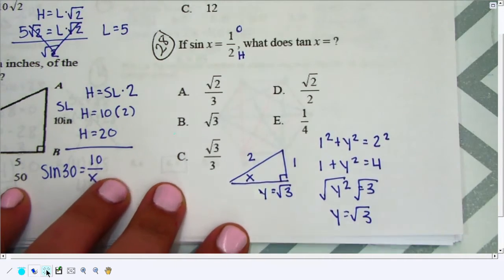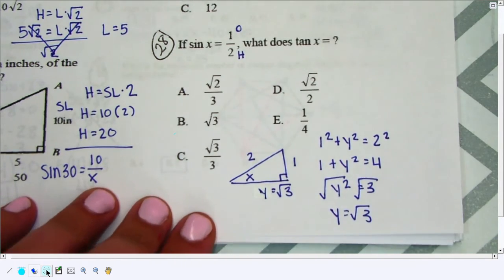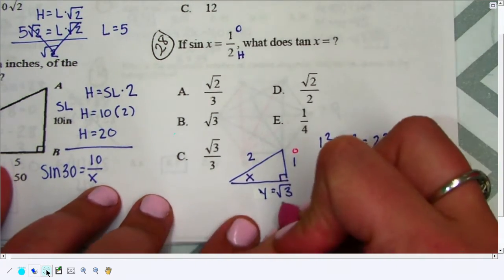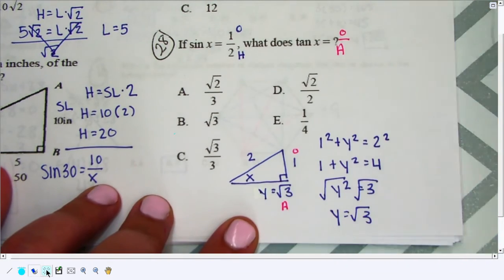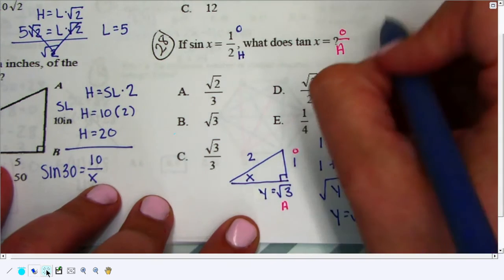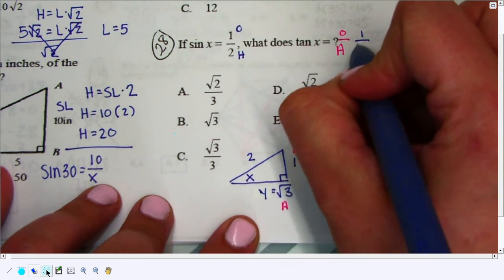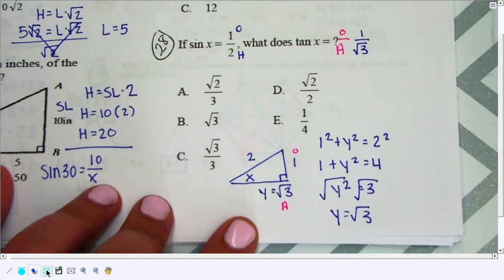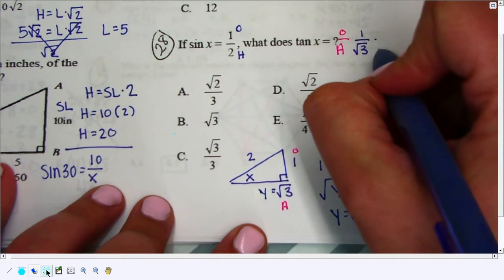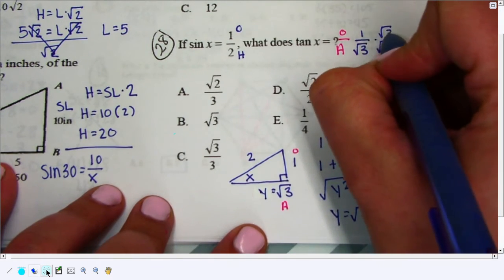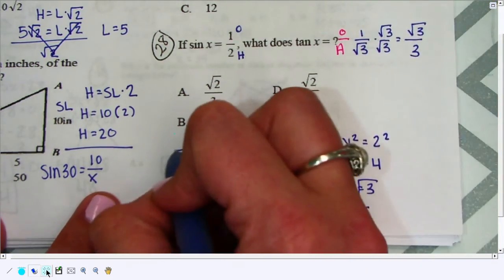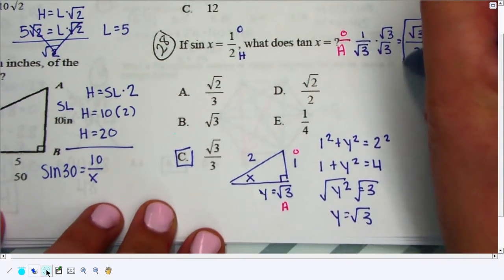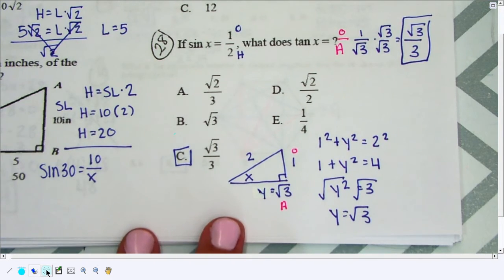So if I want to do trig, the tangent of x, this would be my opposite side and this would be my adjacent side, because remember, tangent is O over A. So 1 over the square root of 3. However, that's not an option, so I must rationalize. So I'm going to multiply top and bottom by square root of 3. So I get square root of 3 over 3, which is option C. That one is tricky. You do have to rationalize to be able to do that one correctly.